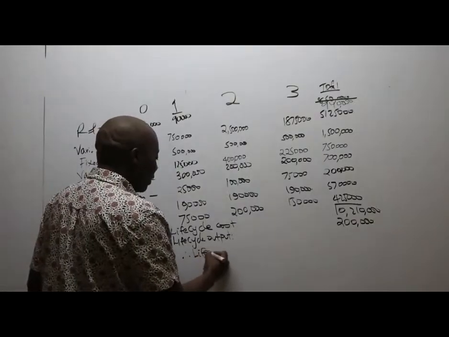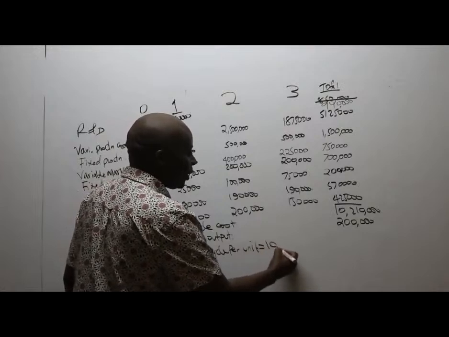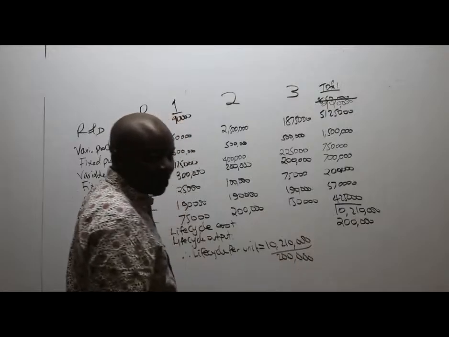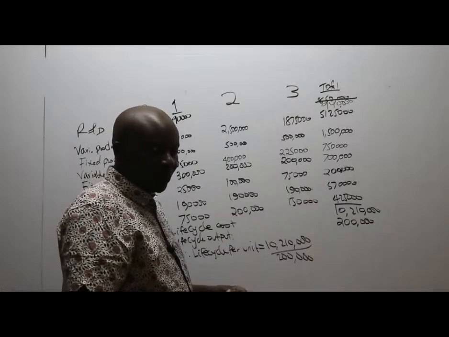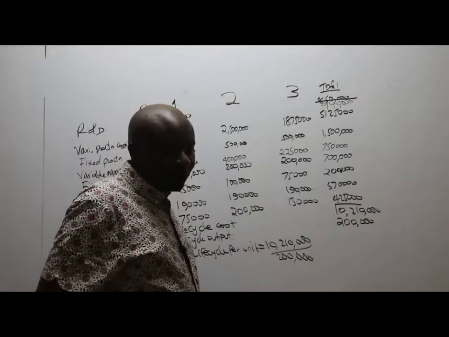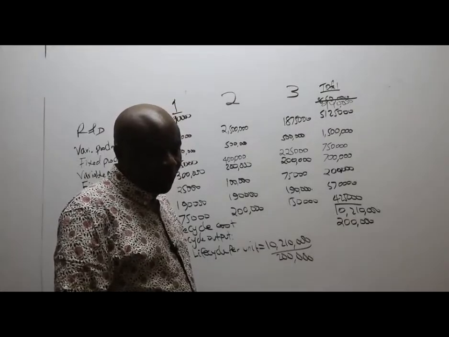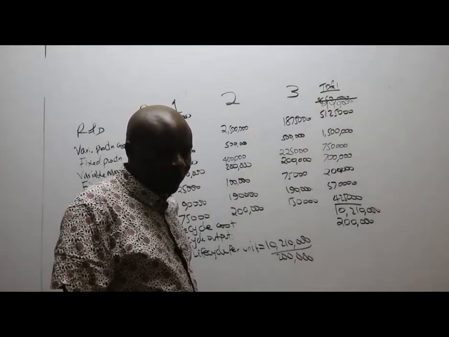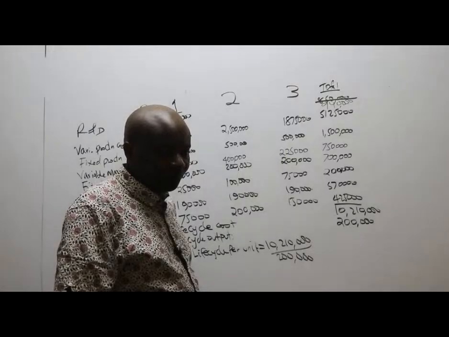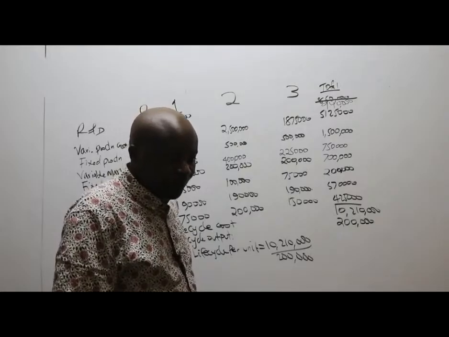And therefore the life cycle cost per unit will be 1,210,000 divided by 200,000, which will end up giving us what figure? $51.05.